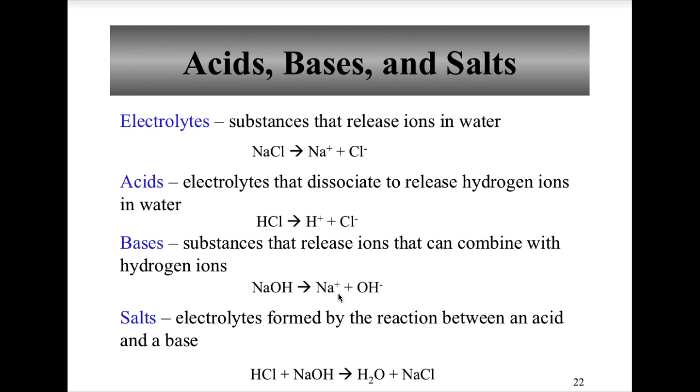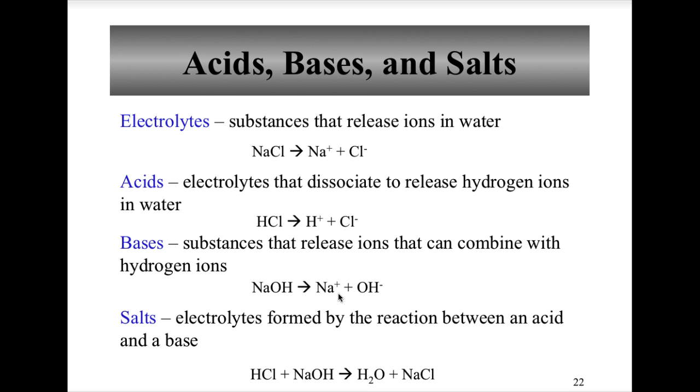Acids are molecules or electrolytes that are going to dissociate to release hydrogen ions in water. So in acid dissociation, you form that hydrogen cation, H+, and an anion. An example would be chlorine and hydrogen. They form hydrochloric acid, HCl. When you put HCl into water, you form H+, you donate that proton, and you also form Cl-.